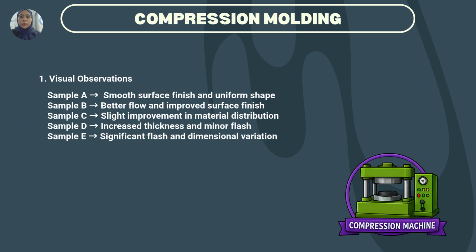Okay, then for visual observation of compression molding, for sample A, we see there is a smooth surface finish and uniform shape. For sample B, it has better flow and improved surface finish. For sample C, it is likely improvement in material distribution. And for sample D, it is increased thickness and minor flash. And sample E, there is significant flash and dimensional variance.